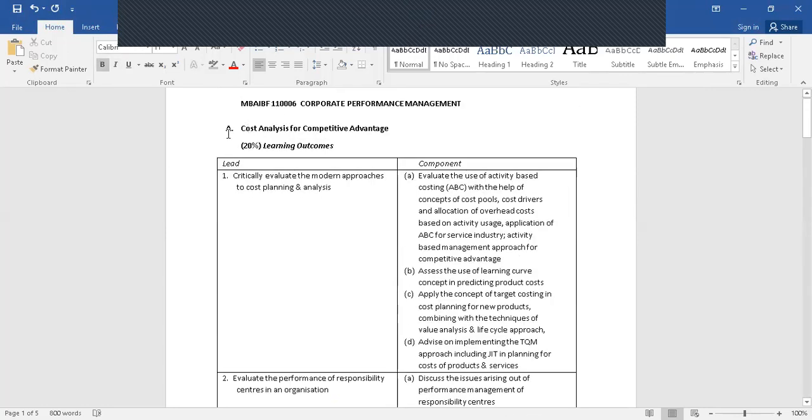First section is cost analysis for competitive advantage. So first topic today we are going to start with ABC, activity based costing.